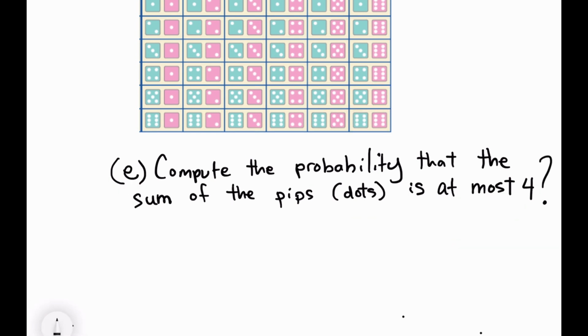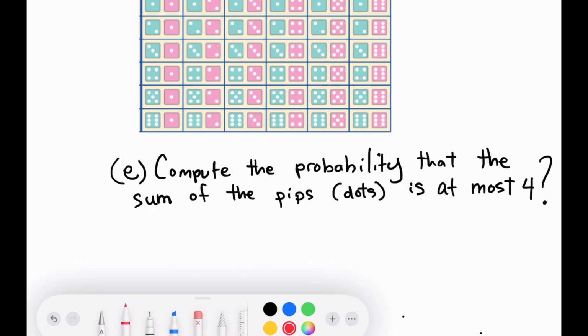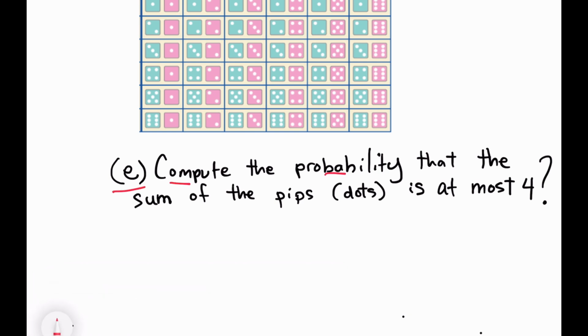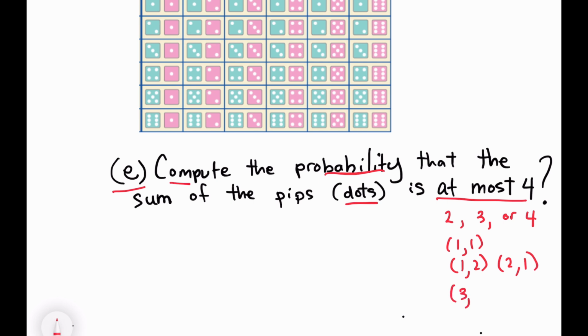Okay, let's do another example. In part E, compute the probability that the sum of the dots is at most 4. So at most 4, in this case, well, we can't roll a 1. The smallest is 2. So 2 or 3 or 4. So this will happen if we get a 1 and a 1, 1, 2, or 2, 1. And then we have 3, 1, or 1, 3. And you can also roll a 2 and a 2. And I believe that's all. Those are the only ways we could get 4. So there are 1, 2, 3, 4, 5, 6.